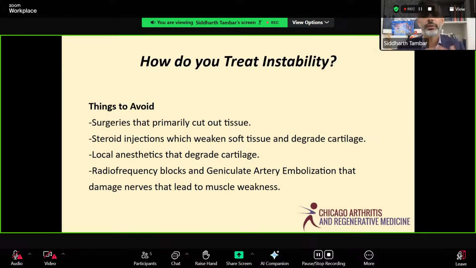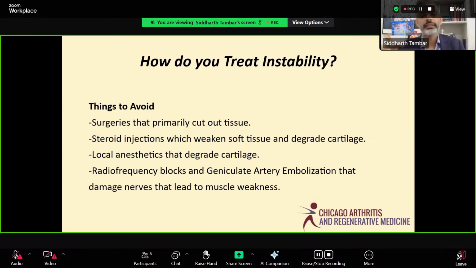It's actually accelerating the instability because now you have less structure and tissue to help support the joint. So in most people, that is no longer recommended. Steroid injections are another really common kind of treatment that's done.